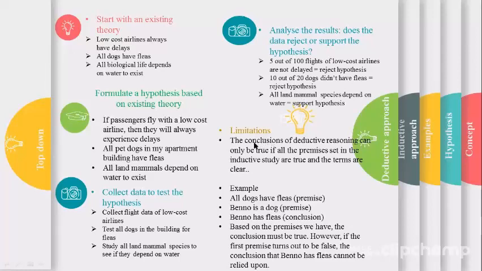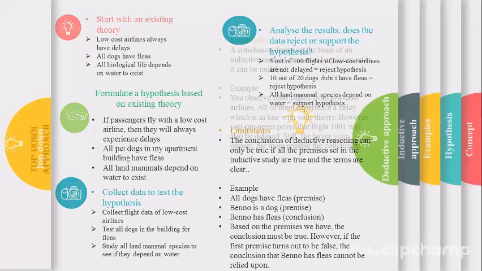The limitation is that only if all the premises are true can we say that the conclusion is true. If any one of the premises is false, then the rest of the theory is also false. So this is the deductive approach.